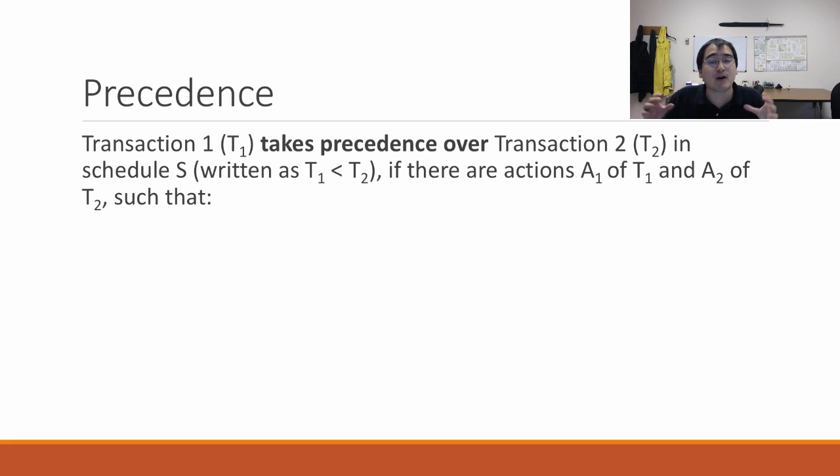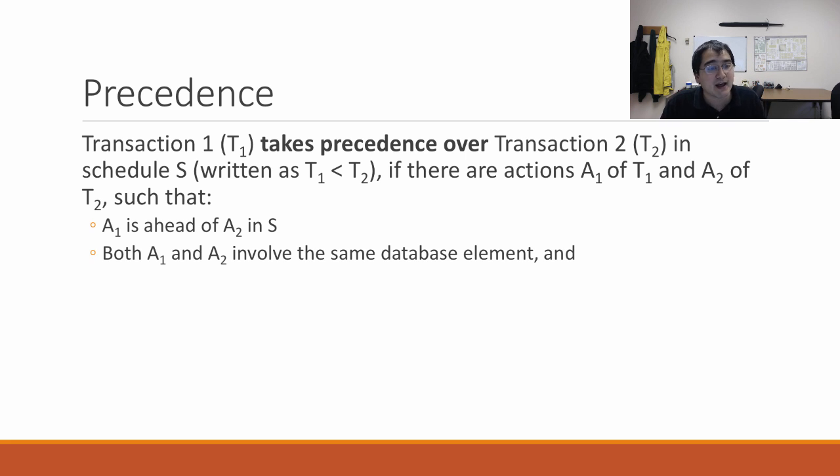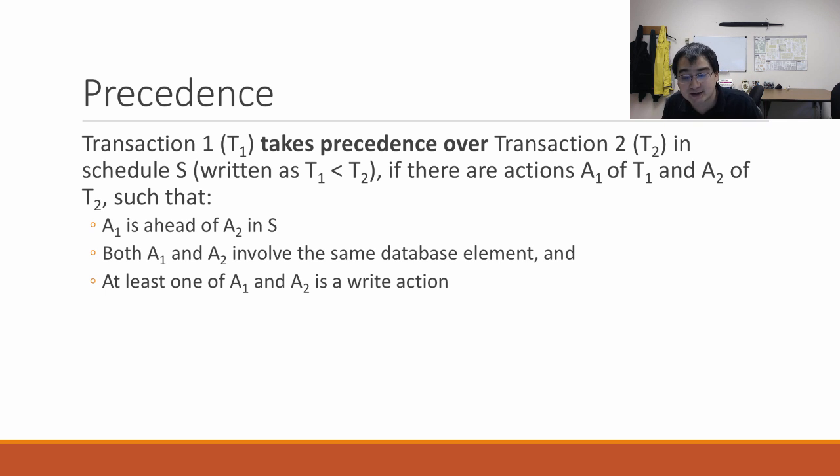If there are actions, which we just denote A1 of transaction 1 and A2 of transaction 2, such that the A1 action is before A2, and A1 and A2 both involve the same database element, and at least one of A1 and A2 is a write action. Now, what are these rules here? These are the rules for does A1 conflict with A2.